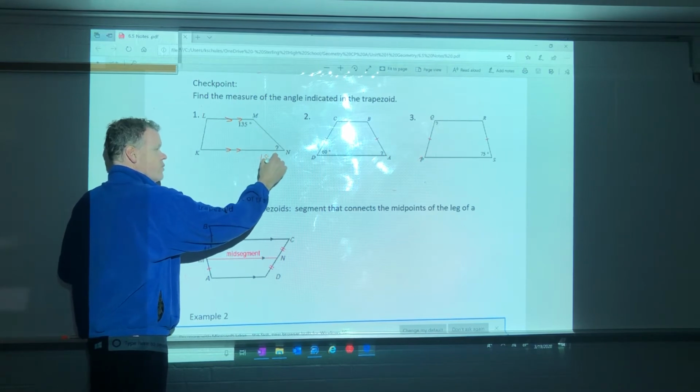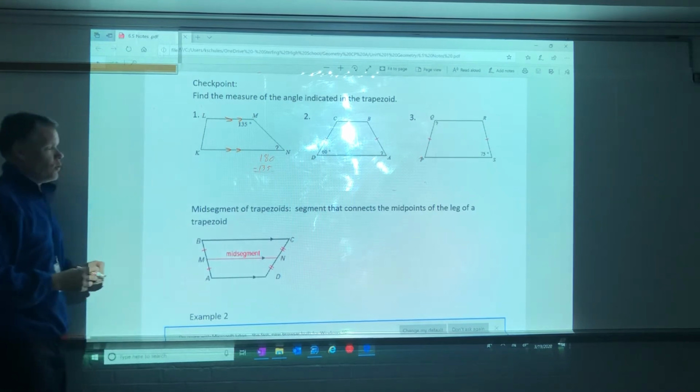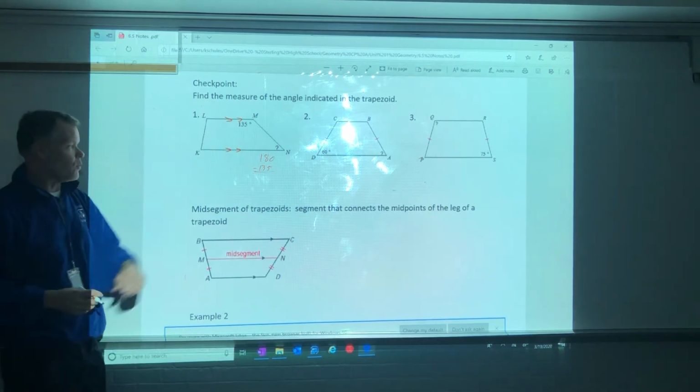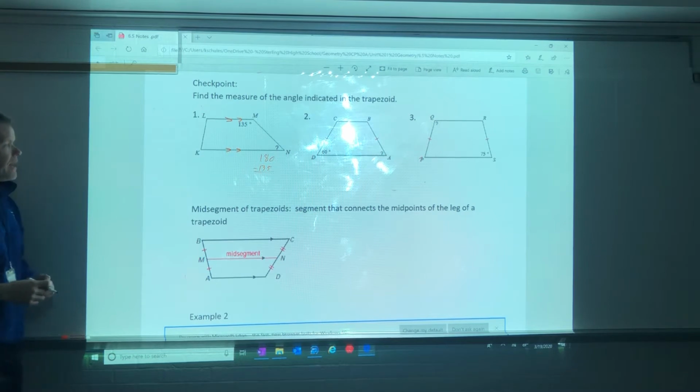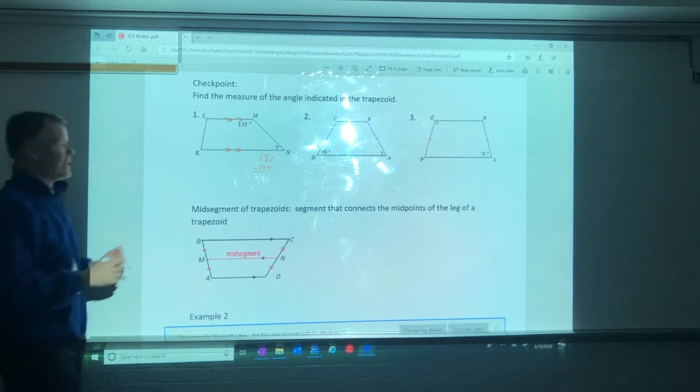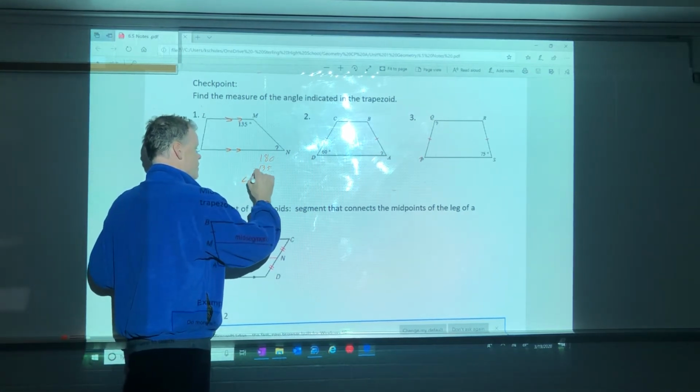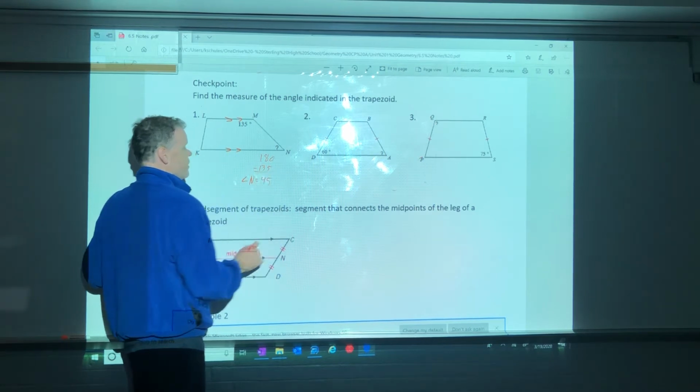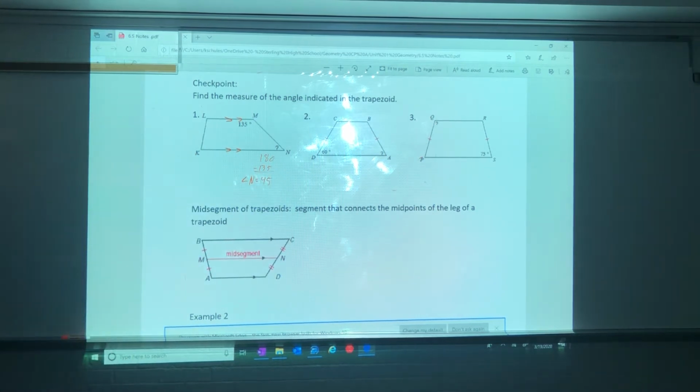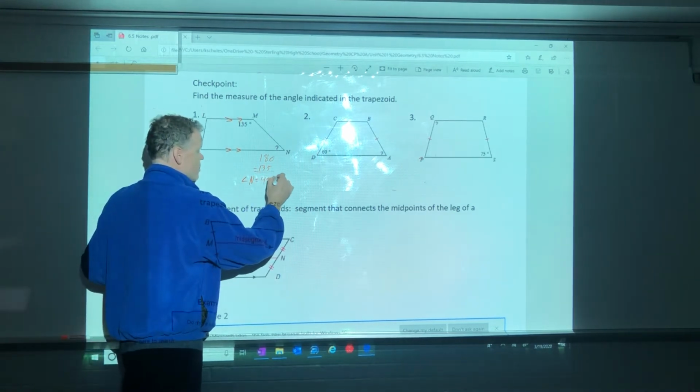All right, they have to add together to give you 180, or you take 135 away from 180, and that's going to give you what angle N is equal to. And angle N is going to equal 45 degrees. Okay? Angle N is going to be 45 degrees.